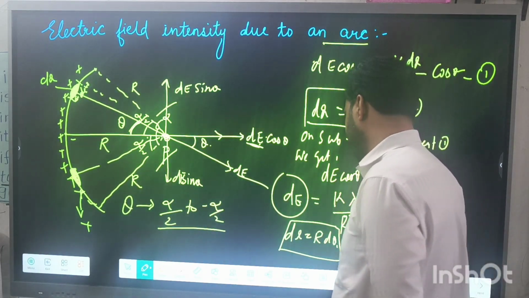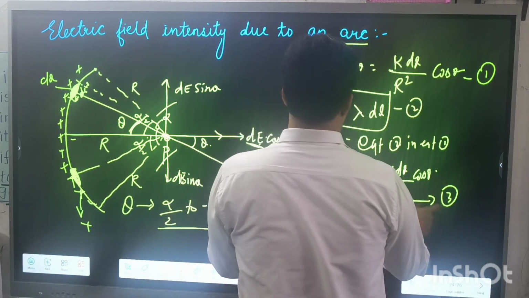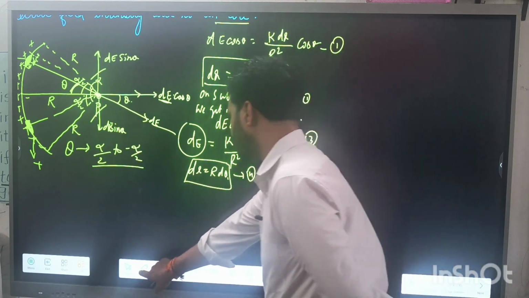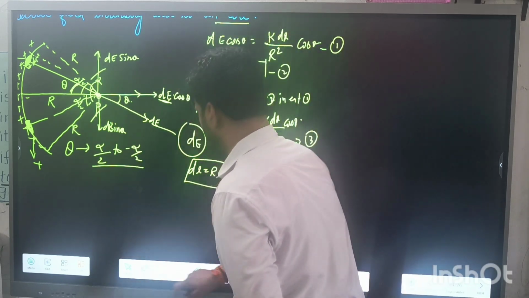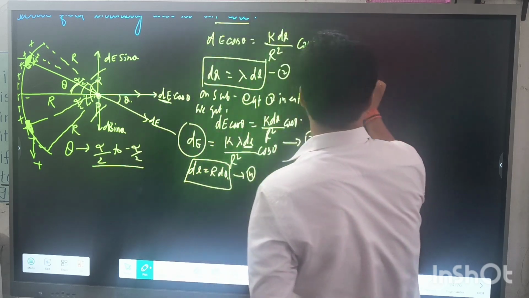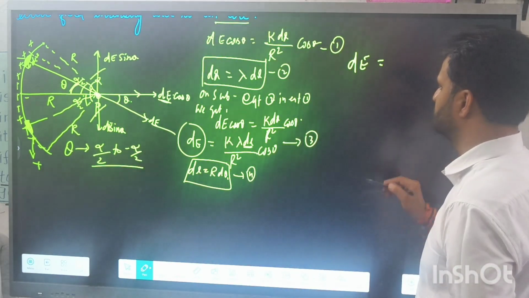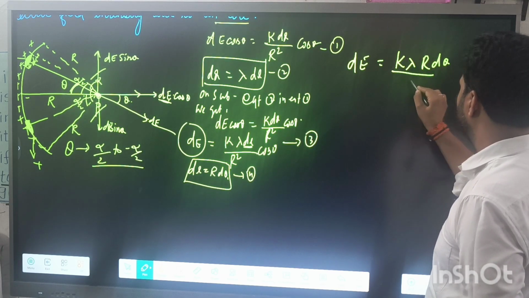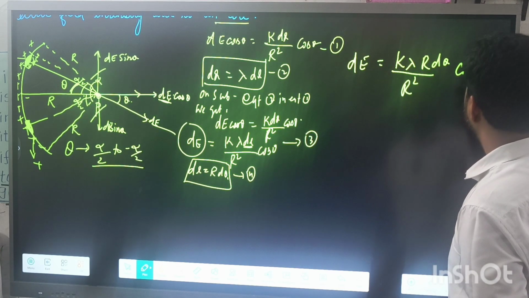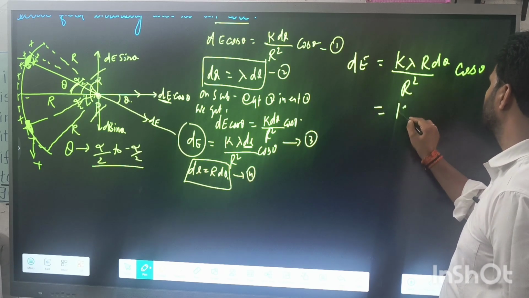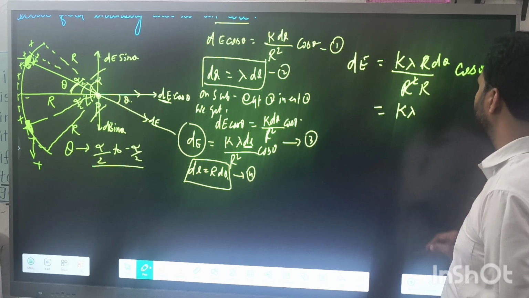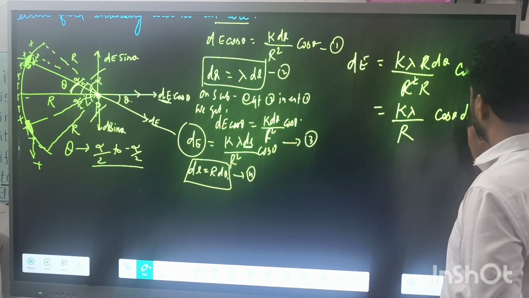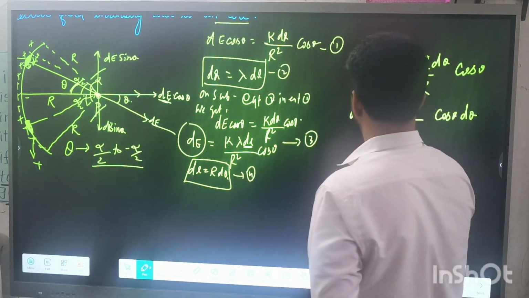If I substitute equation number 4 in equation number 3, we will find that dE cos theta becomes equal to k lambda r d theta upon r square cos theta. Correct? So this value becomes k lambda upon r, cos theta d theta, and this value is equal to dE cos theta.